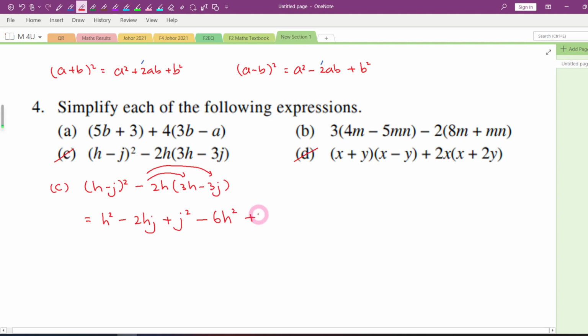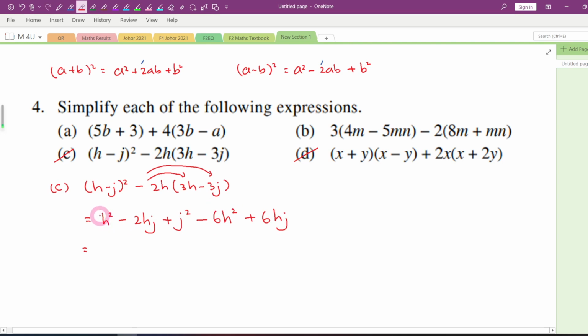Always write the sign first. Always think about the sign. We need to write positive or negative first. 2 times 3, you will get 6. h times j, you get hj. Okay, now we look at like terms. Like terms, we can plus or minus, right? So now this is negative 6h squared.